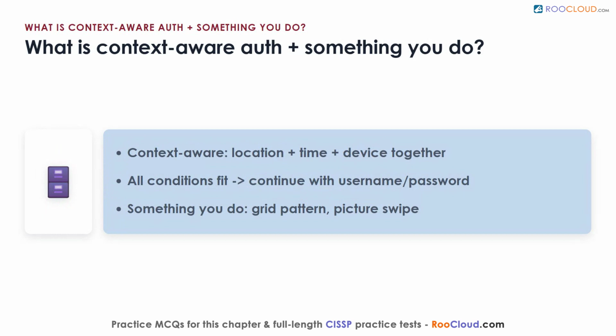What is context-aware authentication? And what is something you do? Context-aware authentication checks several signals at once, common in mobile device management. It weighs the user's location, the time of day, and the specific device before allowing a normal login to proceed. If all the conditions fit, the user continues with their username and password. There is also a lighter idea called something you do, like tracing a pattern across a grid or swiping across a chosen picture to unlock a screen. Think of it as a secret handshake your fingers perform.